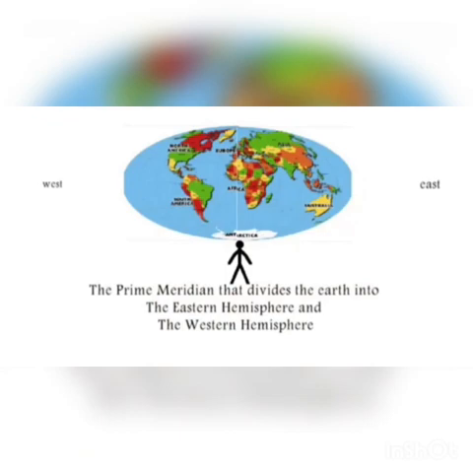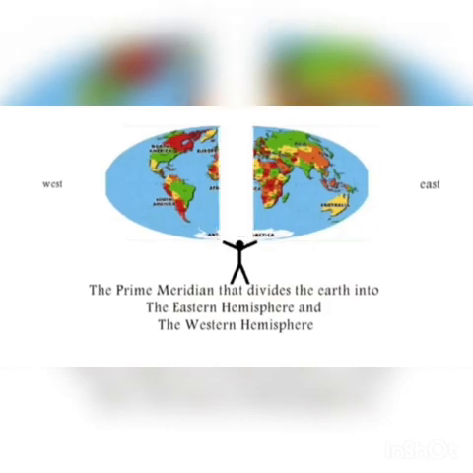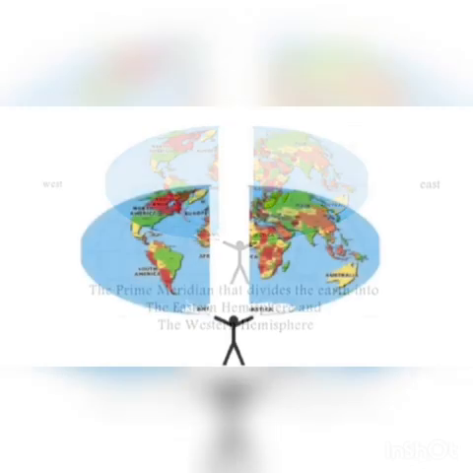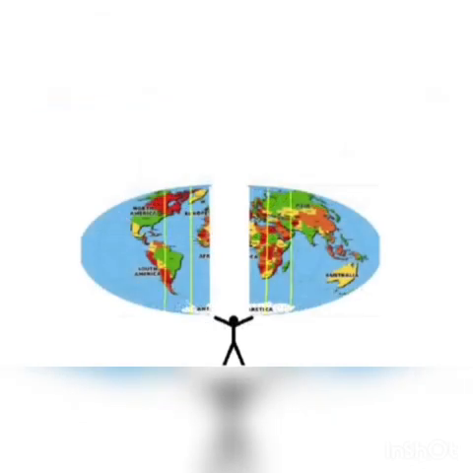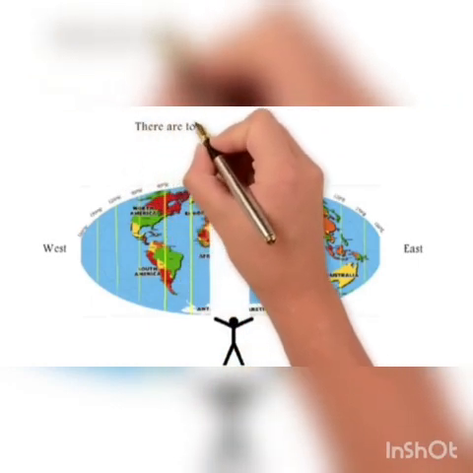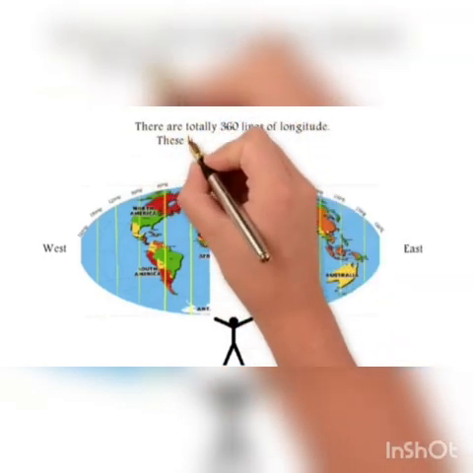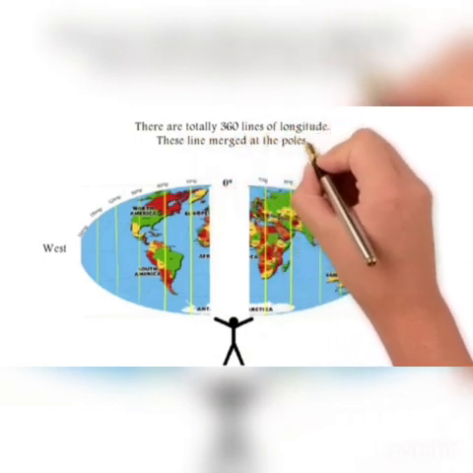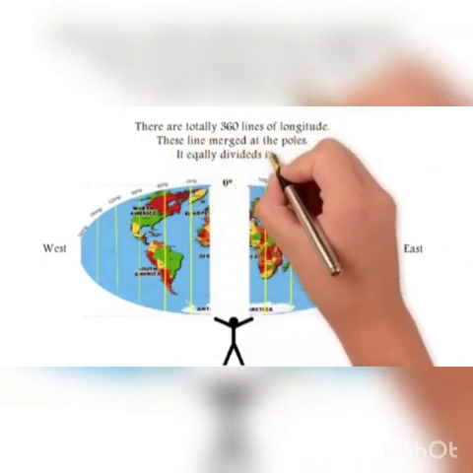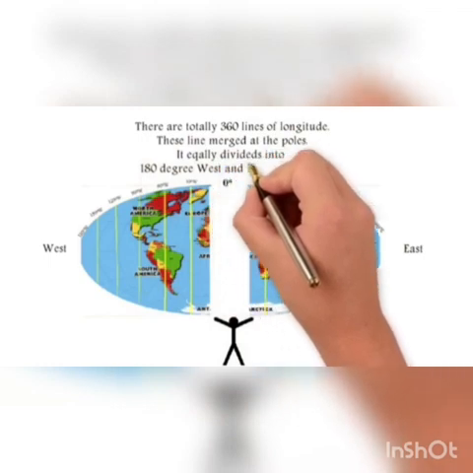There are a total of 360 lines of longitude. These are joined together or merged at the poles. It is equally divided into 180 degrees west and 180 degrees east. 0 degrees to 180 degrees west is called western longitude and 0 degrees to 180 degrees east is called eastern longitude.